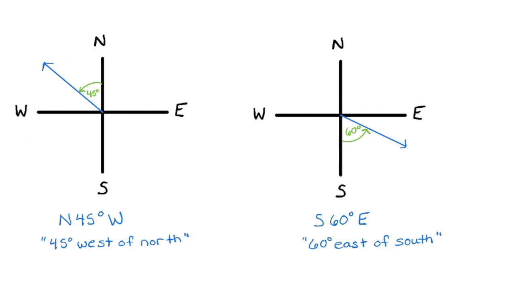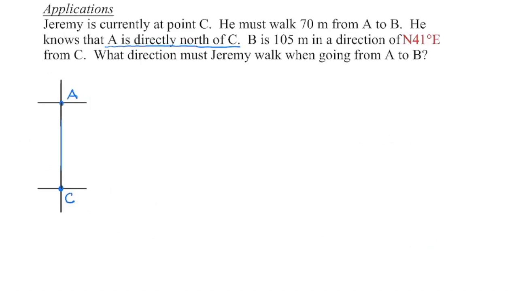We're then going to rotate that arm 60 degrees to the east, and that's the angle that we're going to fill in there. Our final example involves directions, and I'm going to help you get this one set up. So we start by recognizing Jeremy is currently at point C, but when I keep reading, I see that A is directly north of C.